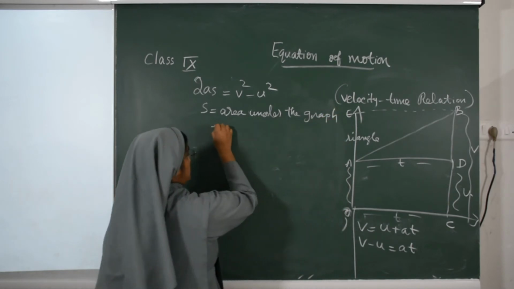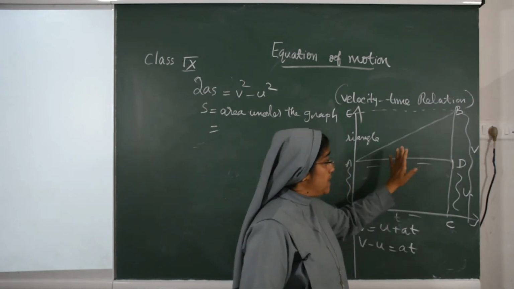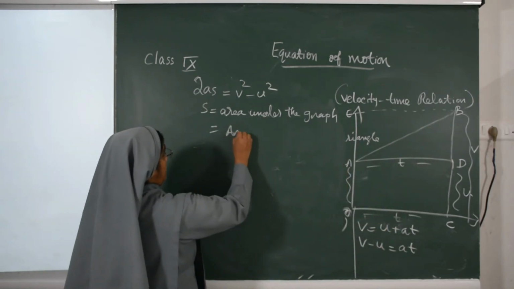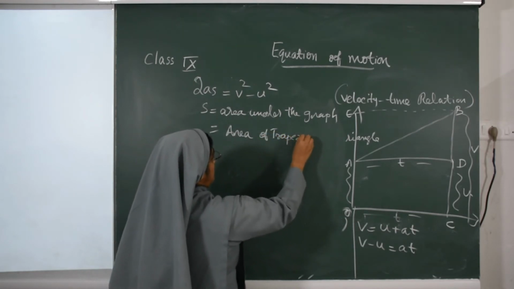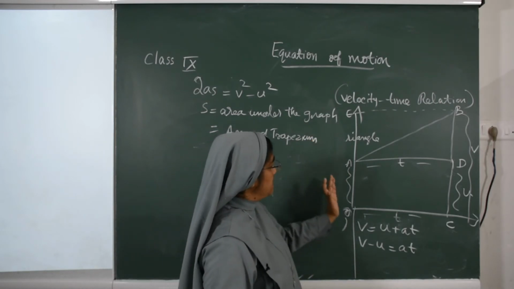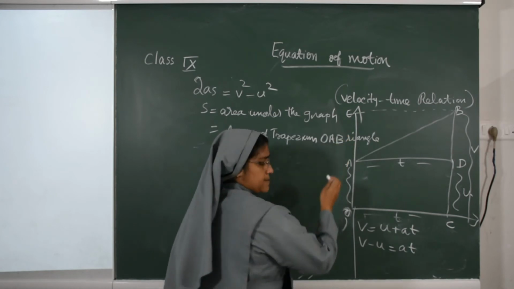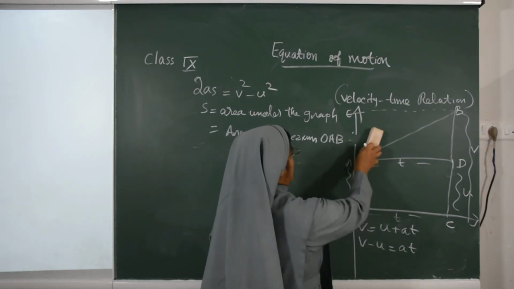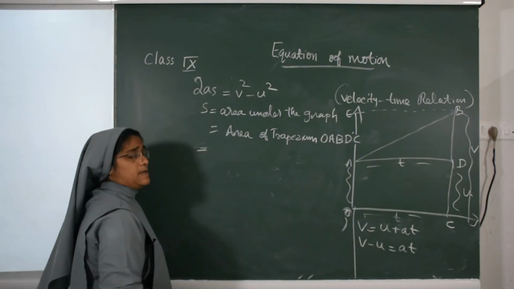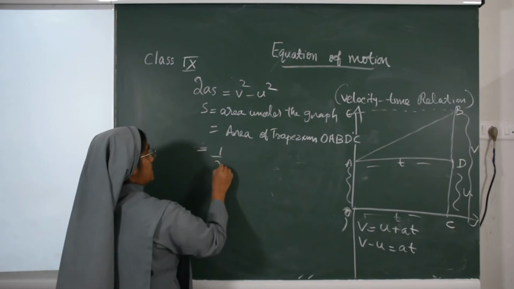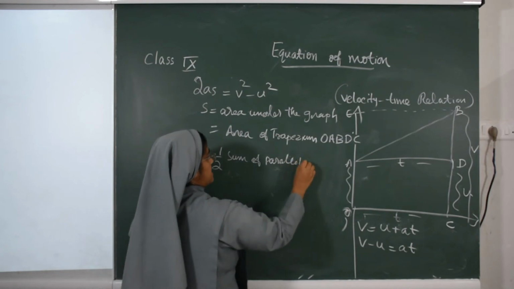Area under the graph, this area is known as a trapezium. We know the area of a trapezium. The area of trapezium OABDC, that is a trapezium. What does trapezium mean? The area of a trapezium is half into the sum of the parallel sides into height.